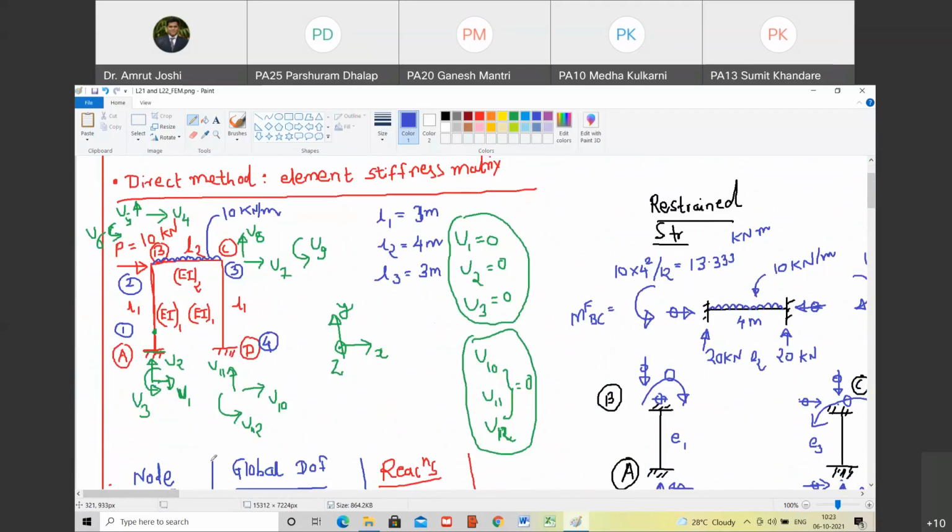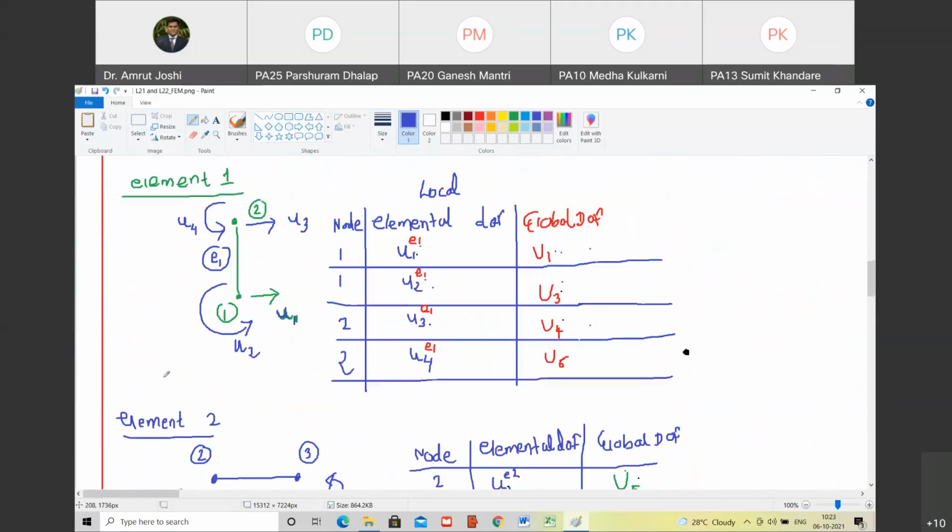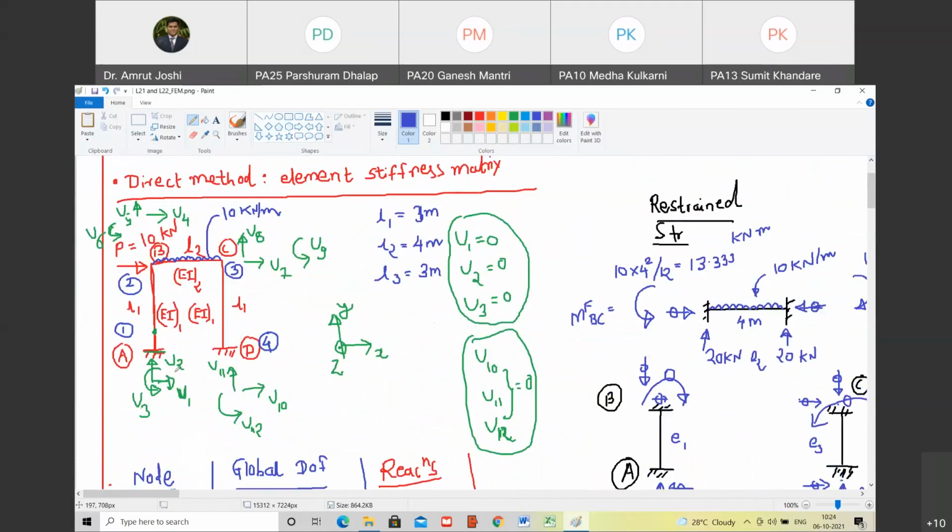क्योंकि एलिमेंट नंबर 1 में हमने u2 के करस्पॉन्डिंग कोई लोकल डिग्री ऑफ फ्रीडम लिया ही नहीं था. This is element number 1. There is u1, there is u2, but there is no degree of freedom in vertical direction. Vertical translation at 1. So therefore, this u2 and similarly u11, these degrees of freedom are dummy degrees of freedom.